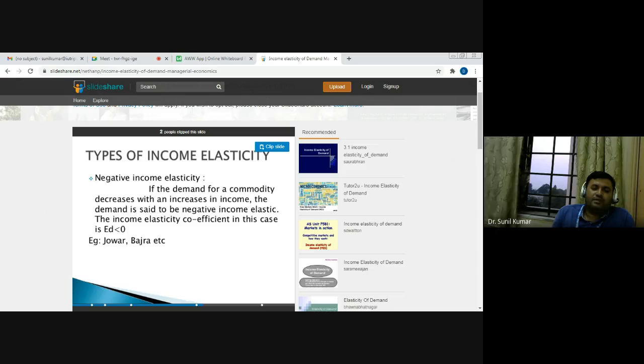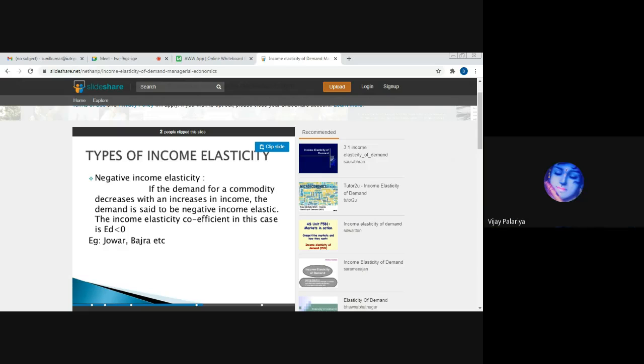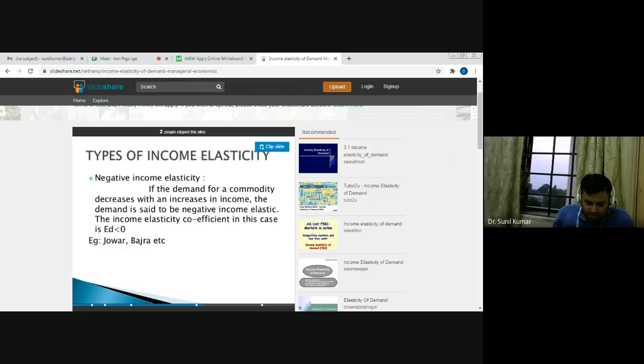The income elasticity coefficient in this case is EY less than 0. Sir, if rich people are not taking admission in government schools, is a government school also an example of inferior goods, or is it the tendency of rich people to take admission in private schools? Of course. So write down negative income elasticity, EY less than 0.